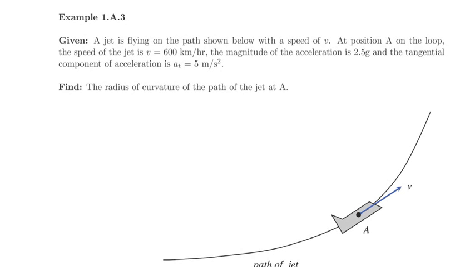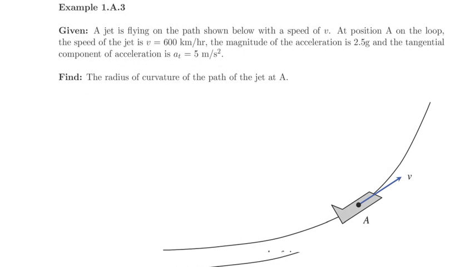Alright, so this is a very classic and fun example. What we have here is a jet, which is flying on a path with a given speed v, and we're told that at position A on the loop the speed is a given numerical value, the magnitude of acceleration is a given numerical value, and the tangential component of acceleration is a given numerical value. And what we're asked to find is the radius of curvature of the path of the jet at this instant.